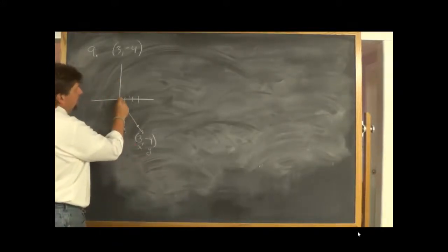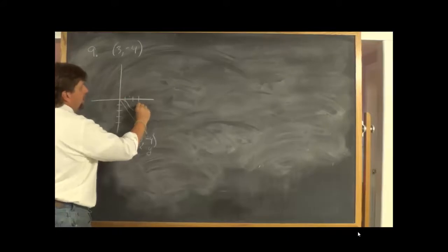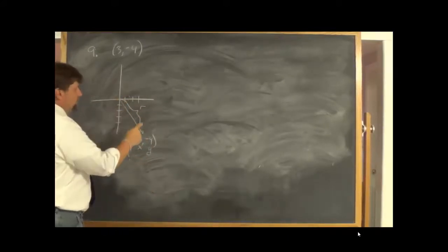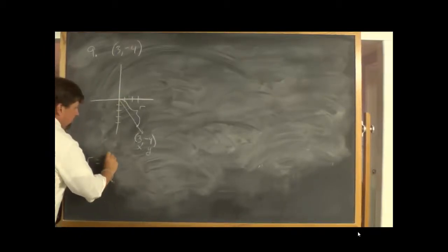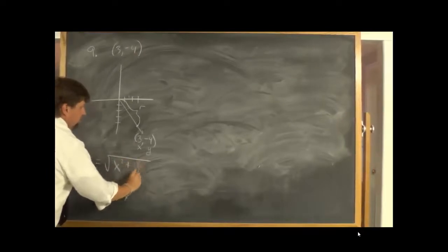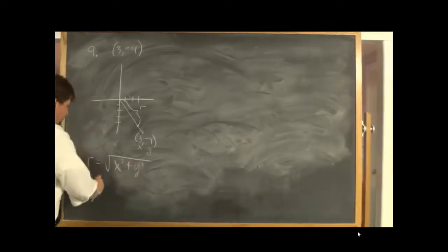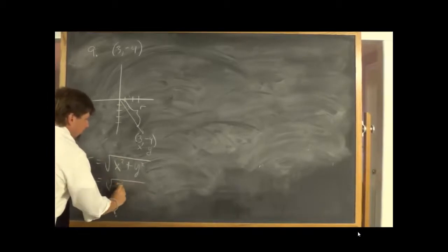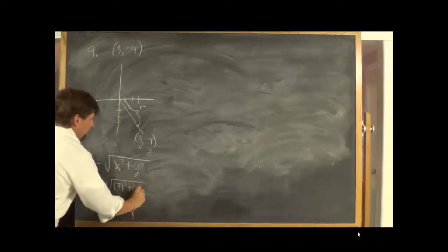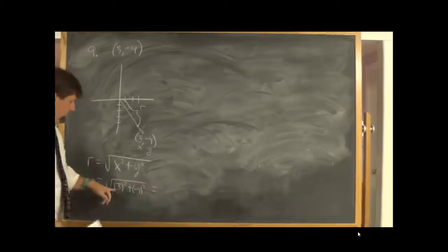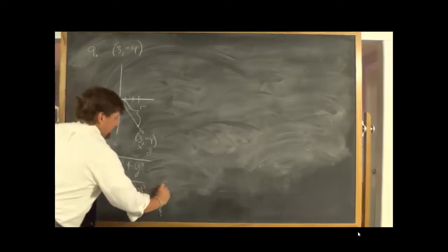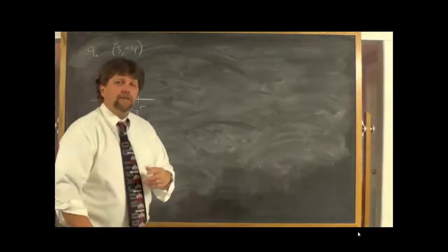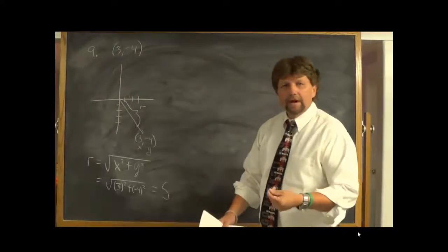Now remember, r is the distance from the origin to your point. So if we remember that r equals the square root of x squared plus y squared, all we have to do is substitute 3 in for the x, -4 for the y, square the 3, square the -4, that gives us 9 plus 16, which is 25, and the square root of 25 is 5. We now have all the pieces to determine exactly the 6 trigonometric function values of theta.